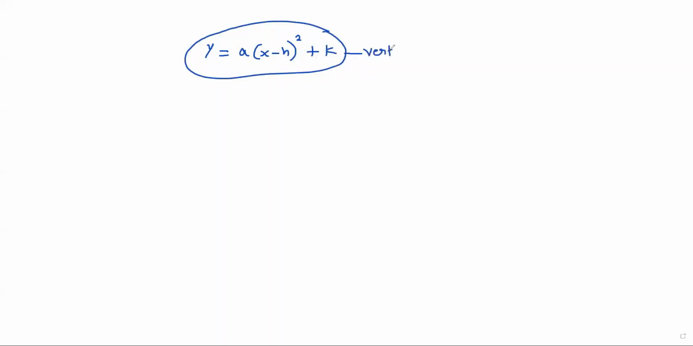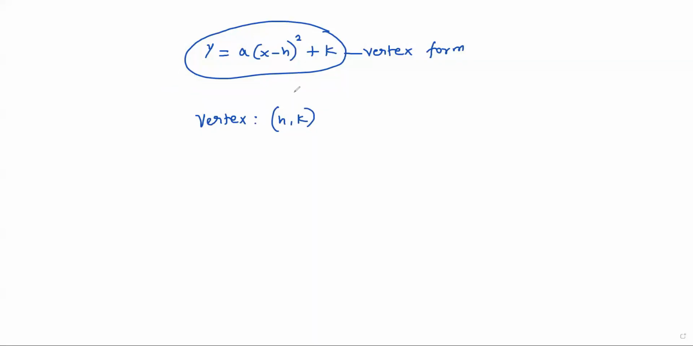How to find the vertex of a quadratic function? If the function is given in vertex form or standard form, that is y = a(x - h)² + k. So this is the vertex form of a quadratic function. When a quadratic function is given in vertex form, it's pretty simple to get the vertex. To get the x-coordinate of the vertex, you consider the value at the position of h, and for the y-coordinate of the vertex, the value we have at the position of k. So the vertex of a quadratic function in vertex form is (h, k).